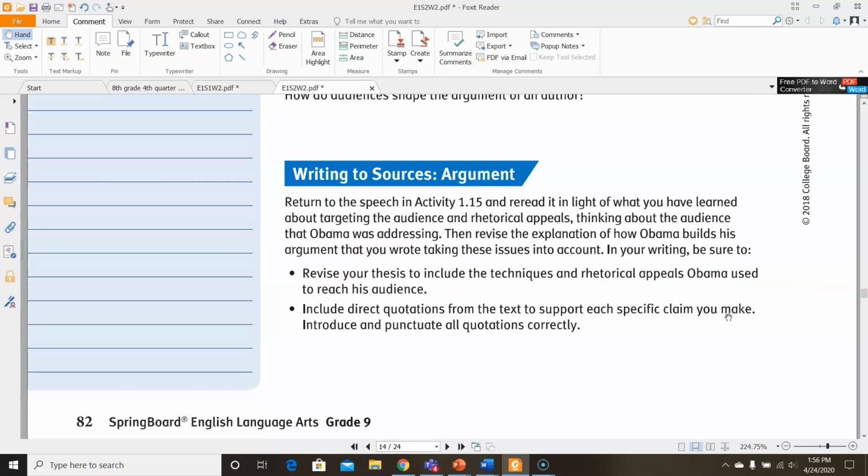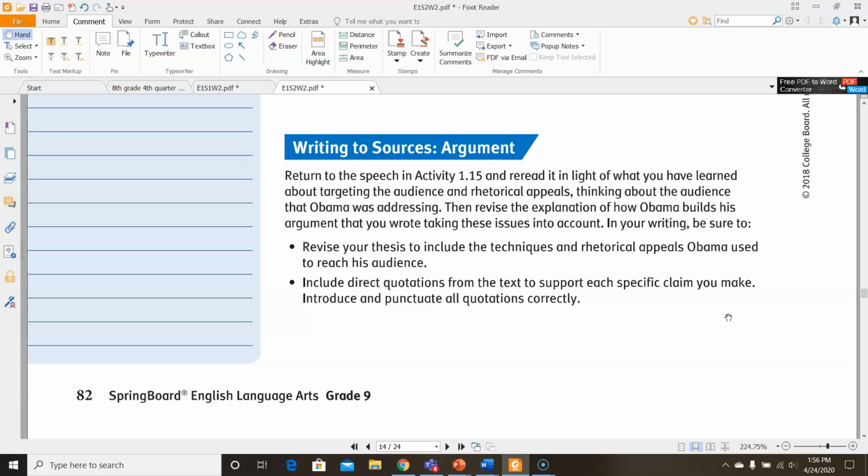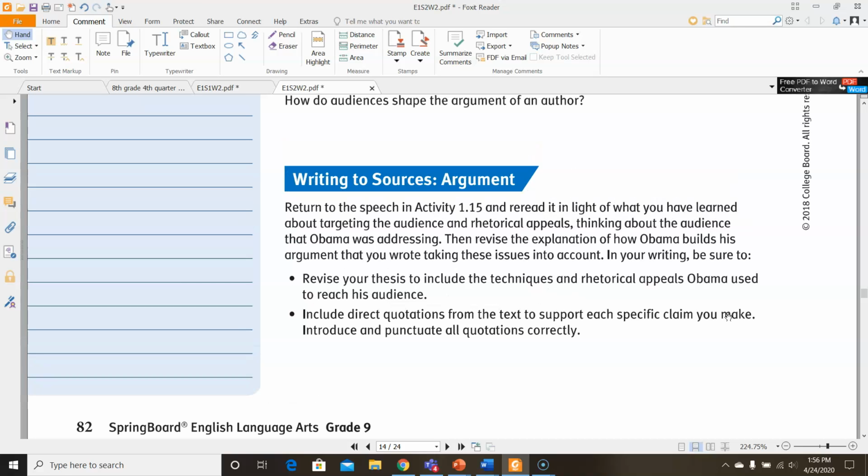Then, writing to sources, argument. You're going to be returning to the speech in Activity 1.15, Obama's speech, and rereading it in light of what you have learned about targeting the audience and rhetorical appeals, thinking about the audience that Obama was addressing. Then you're going to revise your explanation of how Obama builds his argument that you wrote, taking these issues into account. In your writing, make sure you're revising your thesis to include the techniques and rhetorical appeals Obama used to reach his audience, and include direct quotations from the text to support each specific claim you make. Introduce and punctuate all quotations correctly.